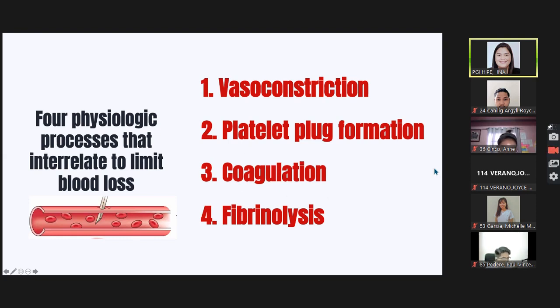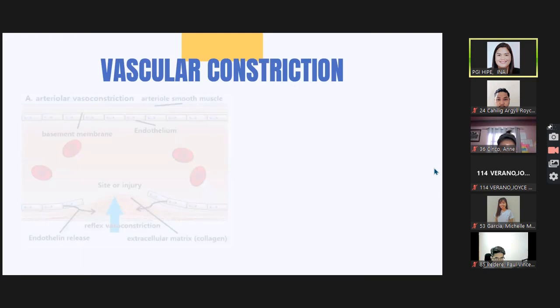And then also fibrinolysis. So you have to be familiar what is the end result of, say, for example, fibrinolysis. So you have to be familiar with the function of your fibrin also, because it will be in opposite, no, to the previously na mentioned na mechanisms. So we go first to vasoconstriction.